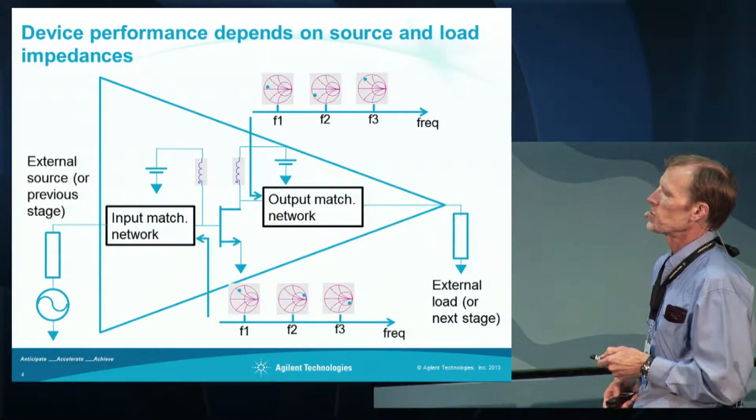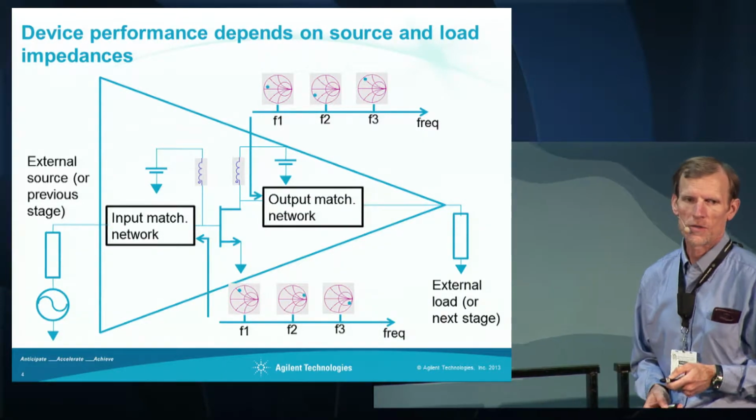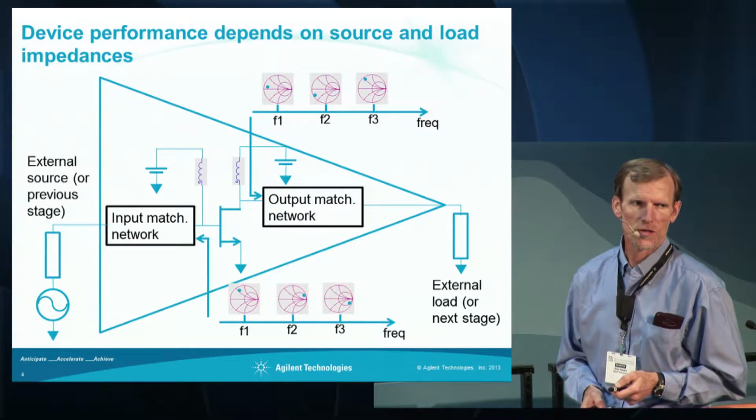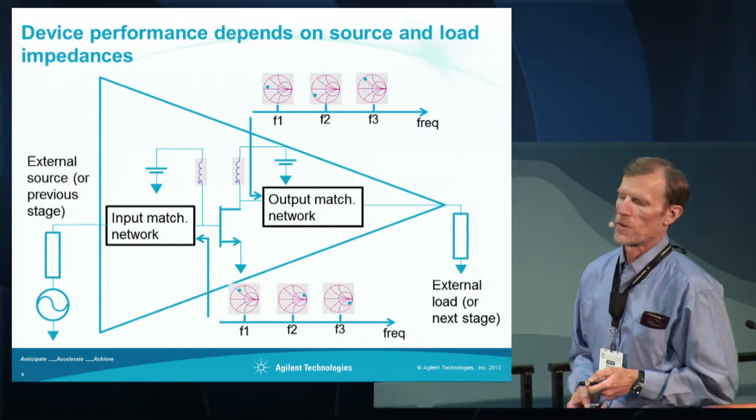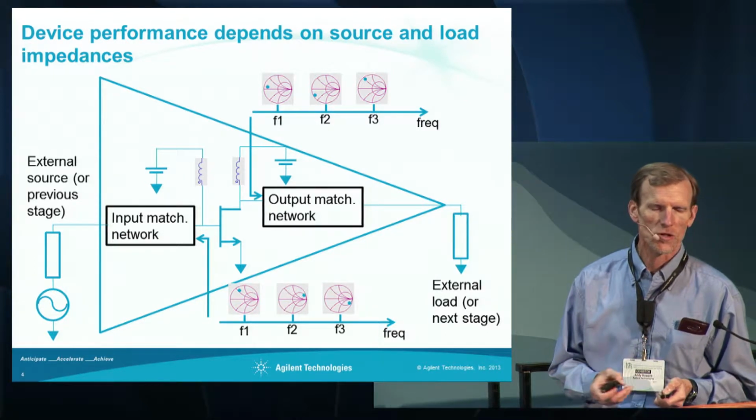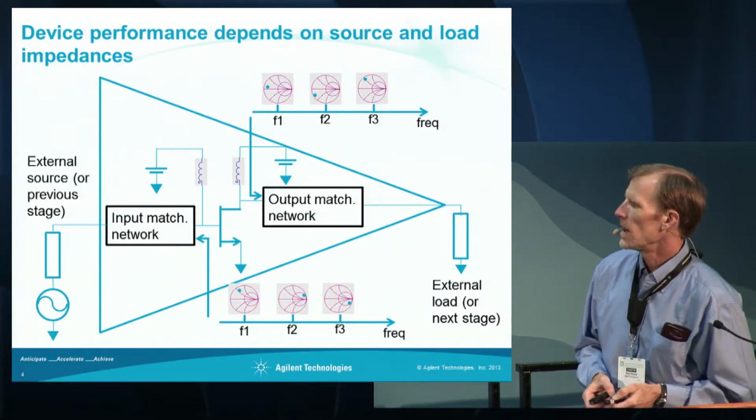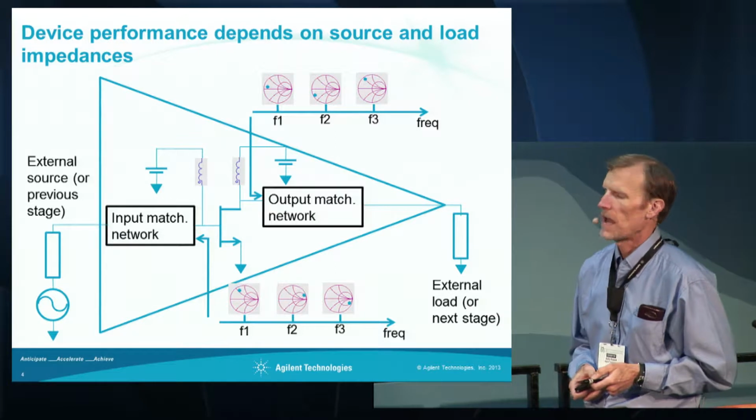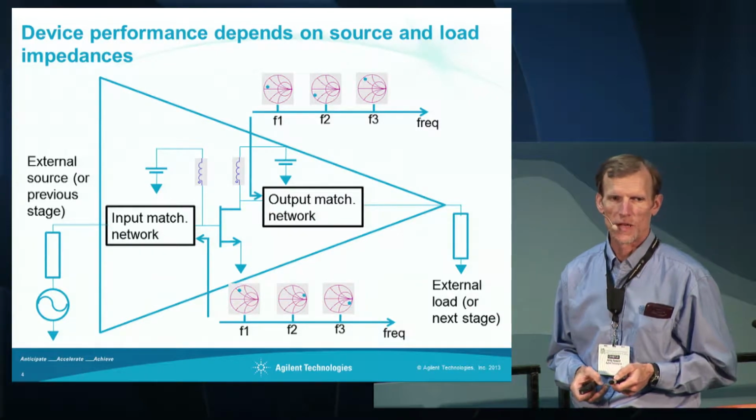And the performance that you get from the device really varies substantially with the load that you present to it. And by performance, I mean things like output power, intermodulation distortion, gain, power added efficiency, ACPR, error vector magnitude, things like that.